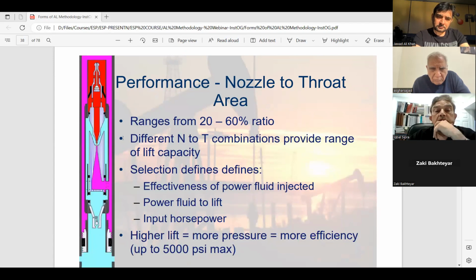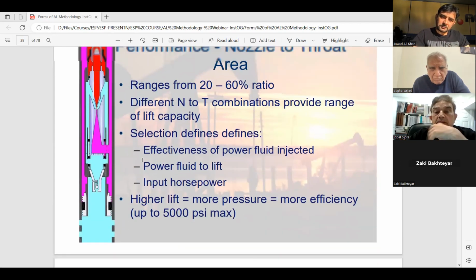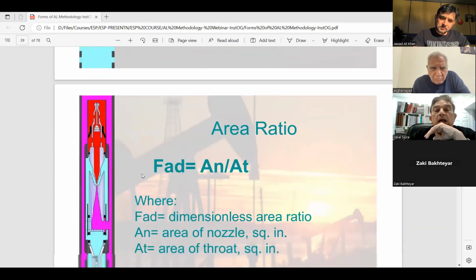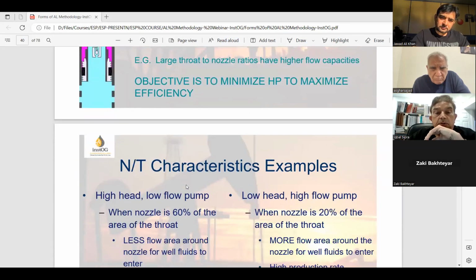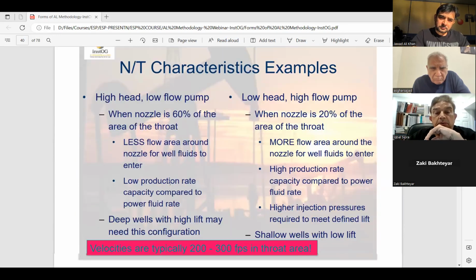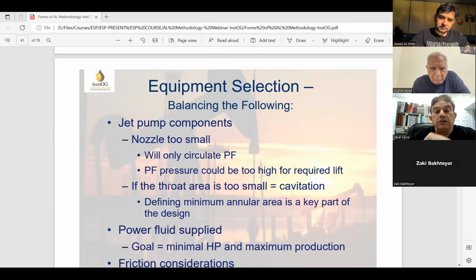Performance nozzle throat. I don't want to go into detail, but just have a look at the slide. Area ratio, I also don't want to go into detail, and anti-cavitation examples. These are detailed equipment. Equipment selection: balancing the following jet pump components.